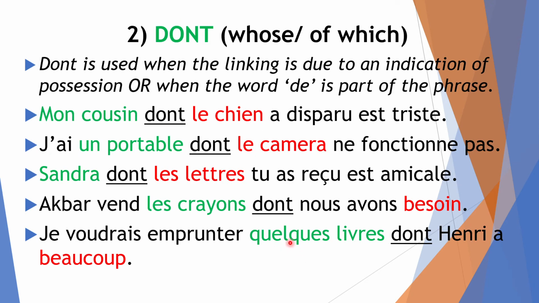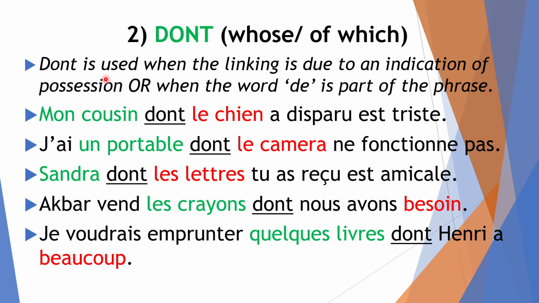Let's go to the next one, which is dont. Now dont has two meanings, okay? Whose or of which. Now, what is the clue for dont? Dont is used when the sentences are joined for two reasons. One is due to indication of possession, like I gave you in the English example, the cat whose fur is soft. So the fur belongs to the cat, that is why we use whose. Okay, it's the same rationale when we're using dont.